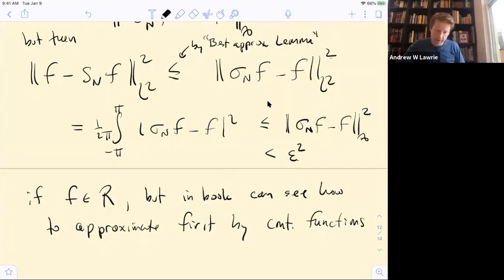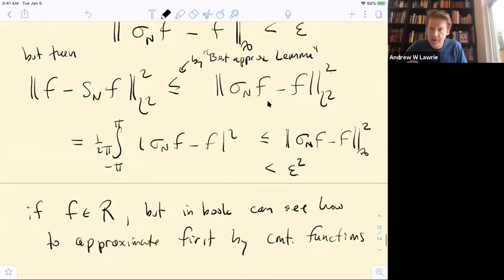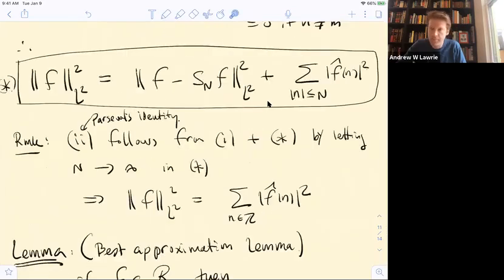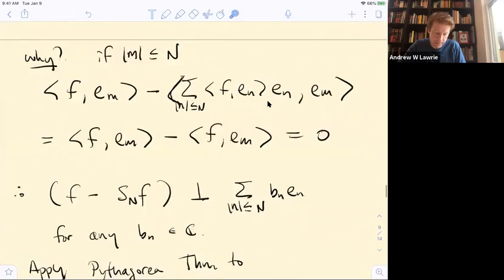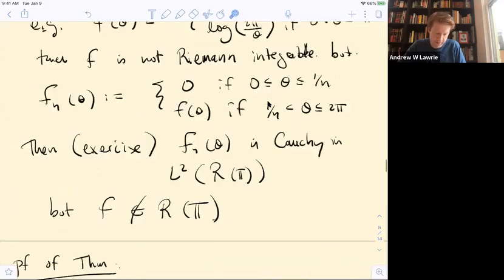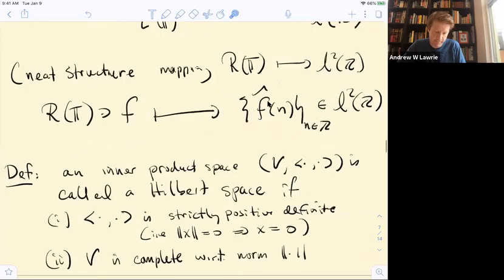Yeah. So that's the theorem. Any questions about the proof? Okay. Now that we know part one, we can apply it to obtain Parseval's identity, which is part two. Here's the statement of the theorem.